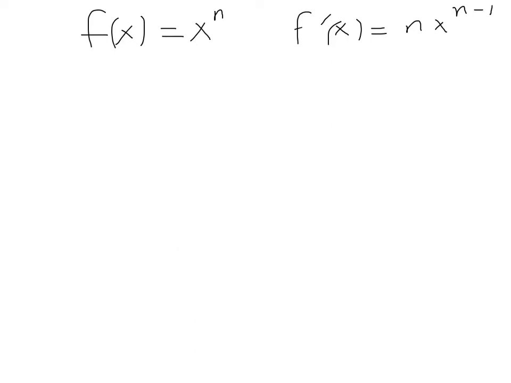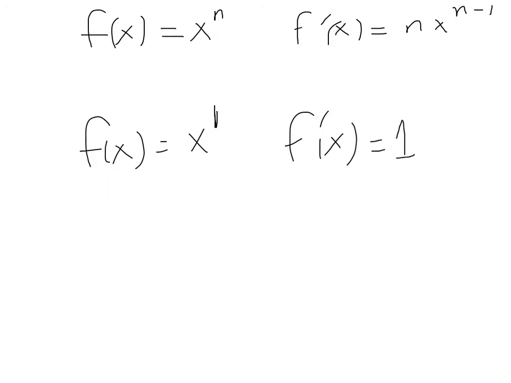Now here's a wonderful case. What if f of x equals x to the power of 1? That's just f of x equals x. And so f prime of x is going to be 1 times x to the 1 minus 1 power, also known as 0, and x to the 0 power is also known as 1, so it's 1 times 1. If f of x equals x, and you have to just assume the power is 1, the derivative of x is always going to be 1.